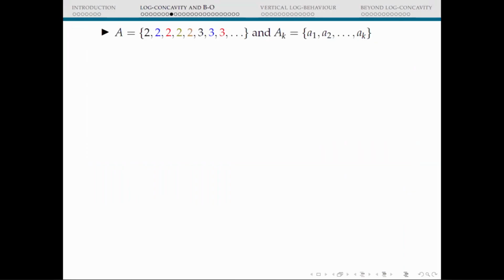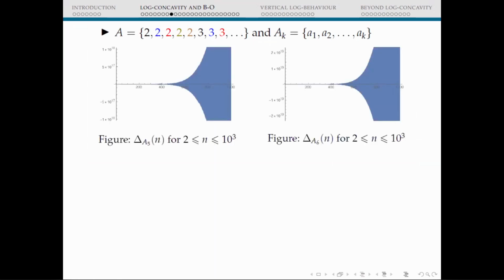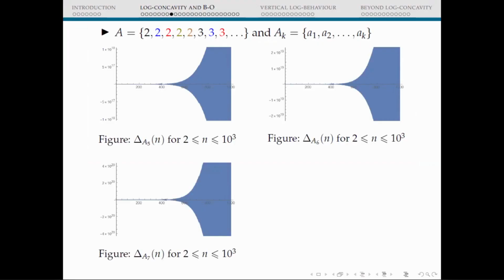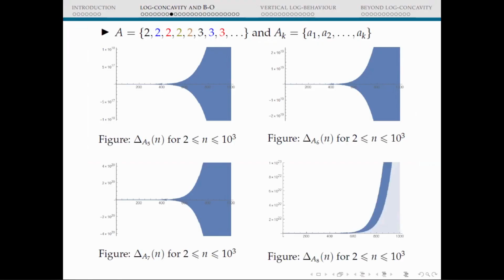For instance, if we take any multiset, let us say that this multiset begins like this. There are 5 twos and 3 threes at the beginning. A_k is defined in the following way. Then, when k is smaller or equal to 7, we don't have the log-concavity property. But if k is at least 8, then we will obtain the log-concavity property. Moreover, we don't need to care about the next numbers, because whatever we add, we'll obtain the log-concavity property as well.